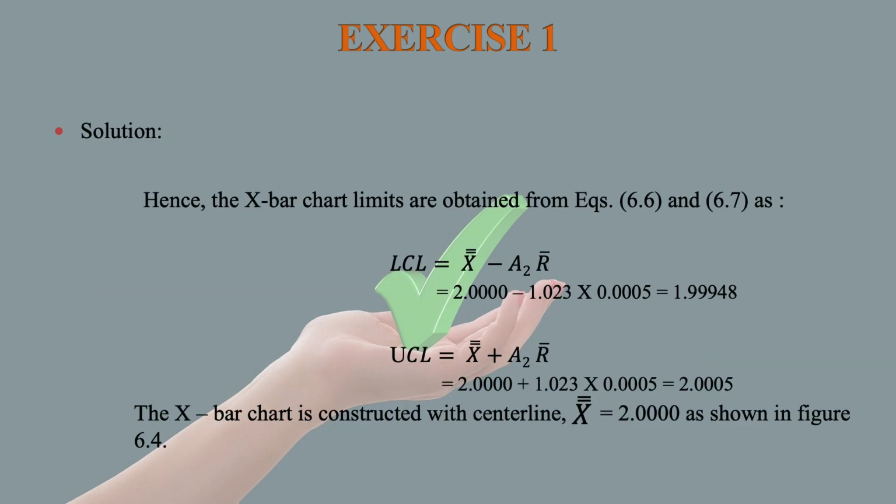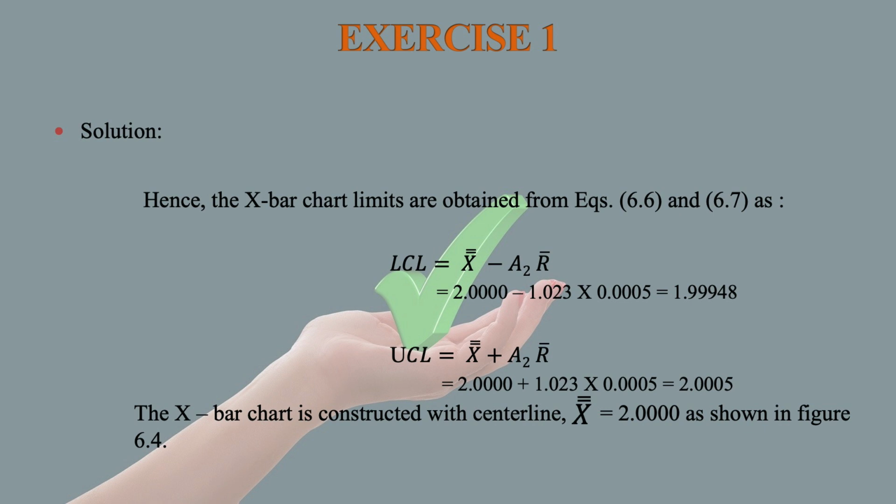Hence, the X bar chart limits are obtained from equations 6.6 and 6.7 because LCL, lower control limit, is equal to X double bar minus A2 R bar. X double bar has already been calculated. This value of A2 you can get from the statistical table, and R bar has already been calculated. Put the values of A2, R bar and X double bar and calculate the value of the lower control limit. For this case, it comes out to be 1.99948.